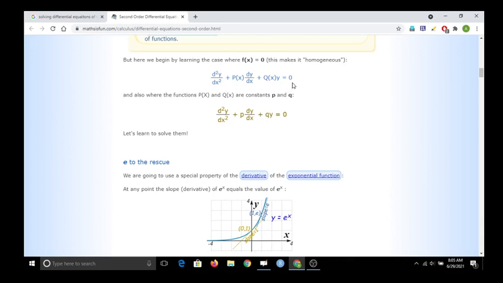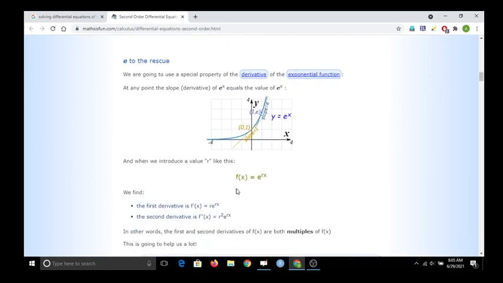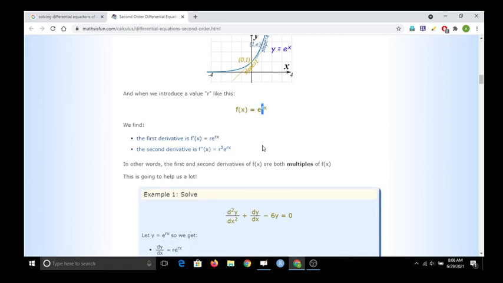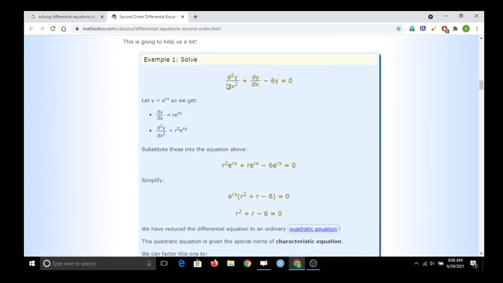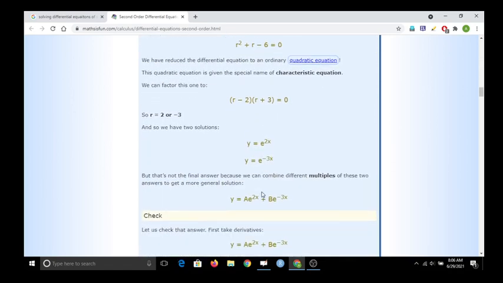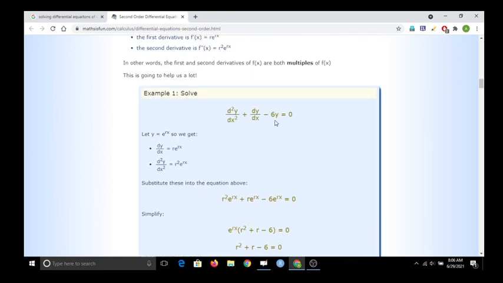In order to solve these kinds of differential equations, we substitute f(x) = e^(rx), or a constant times e^(rx), and then we try to find the value of r. For example, this is a model differential equation: substitute y = e^(rx) and find the value of r. You can check, this is a common method to solve second order differential equations. You can try to understand it more.